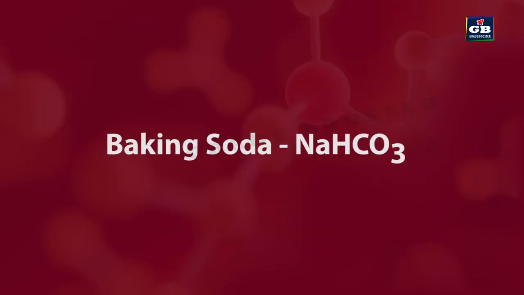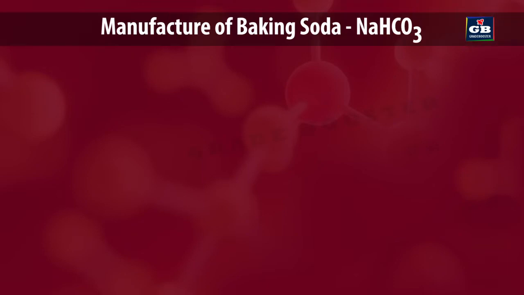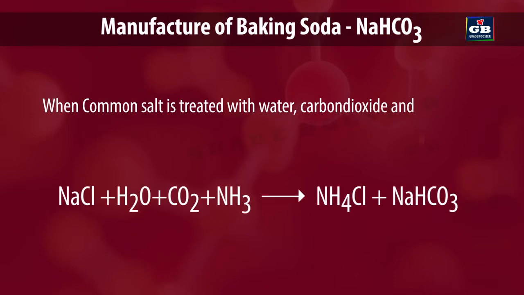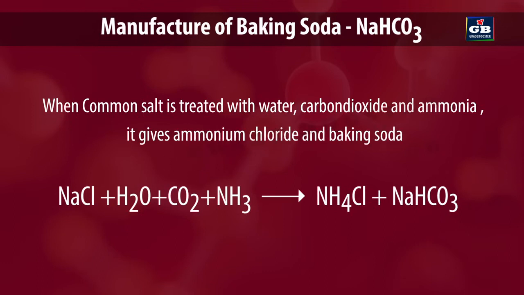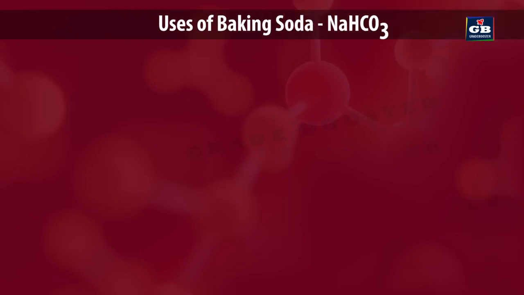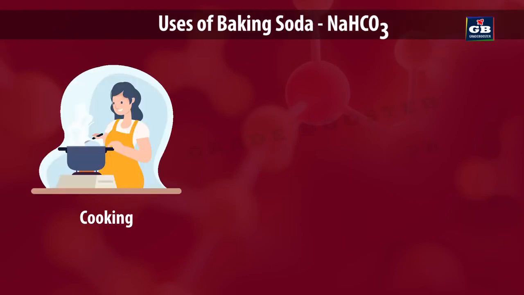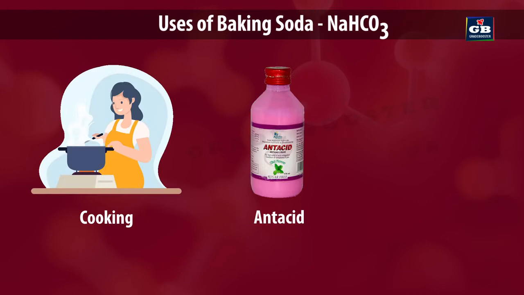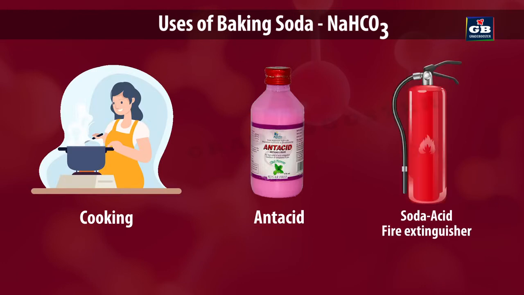Baking soda, NaHCO3. Manufacture of baking soda. When common salt is treated with water, carbon dioxide and ammonia, it gives ammonium chloride and baking soda. Uses of baking soda. It is used as a cooking ingredient. It is also used as an antacid to reduce the stomach acidity. It is also used in certain types of fire extinguishers.